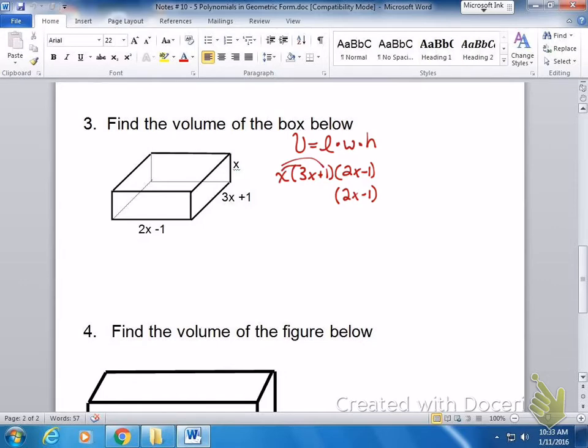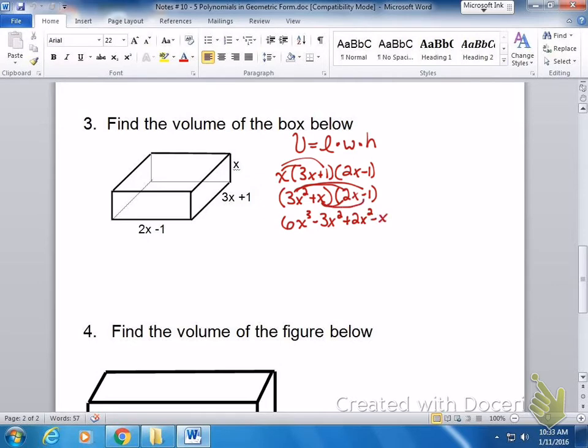So I'm going to distribute the x. I have x times 3x is 3x squared. X times 1 is plus x. Now I have my 2 factors. We multiply those together. 3x squared times 2x: start with the 3 times 2 gives me 6. X squared times x is x cubed. I do 3x squared times negative 1 is negative 3x squared. Now move to the x. X times 2x is plus 2x squared. X times negative 1 is negative x.